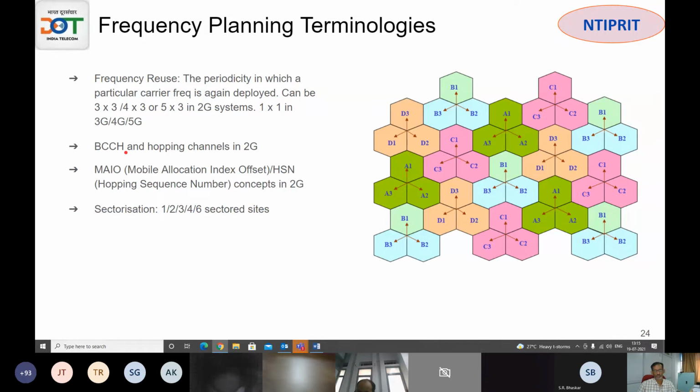And BCCH and hopping channels, that is also available in 2G. I will not spend time on that because 2G is already obsolete. MIO and HSN is also a concept of 2G. If anybody wants, we can ask during discussion, so we can discuss that.